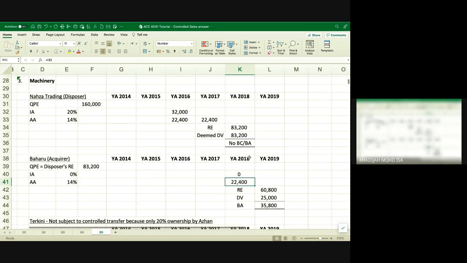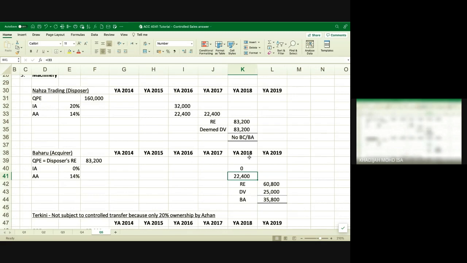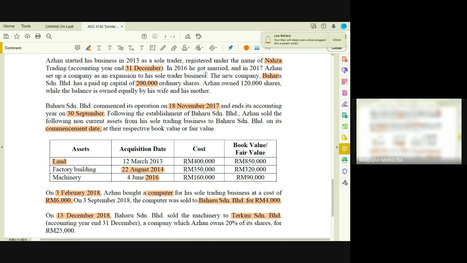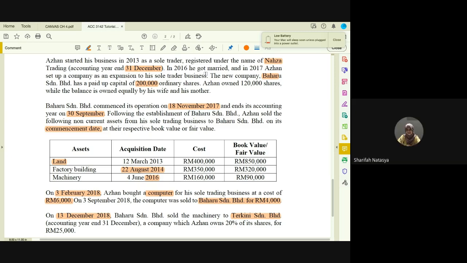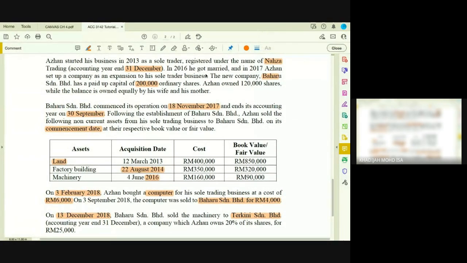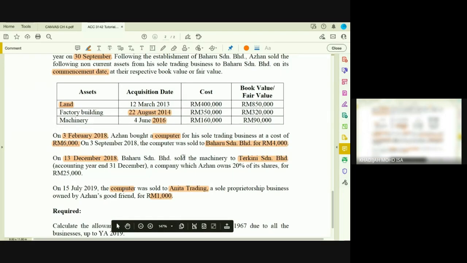You acquired from Nahza in 2018, the same year. Okay, hold on. What's the year end for Baharu? Baharu year end is 30th September. All right, hold on, I need to charge. 30th September. So when he sold on 13 December 2018, that will be YA 2019. All right. Is that clear? This YA 2018 is YA.